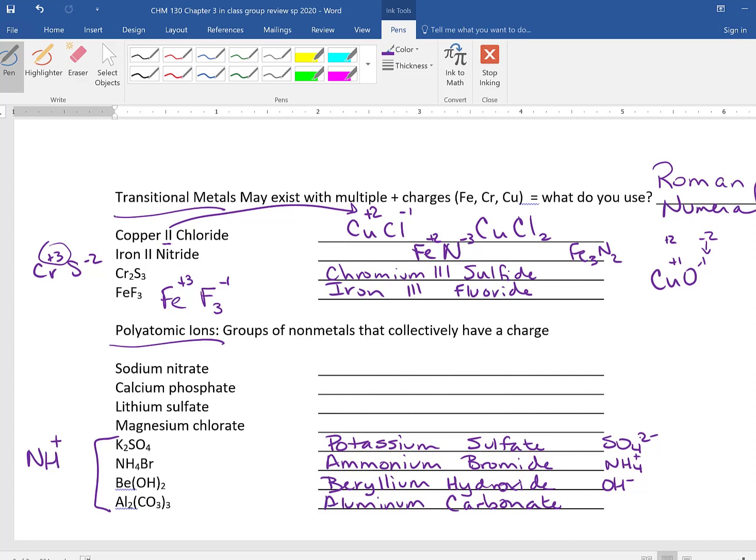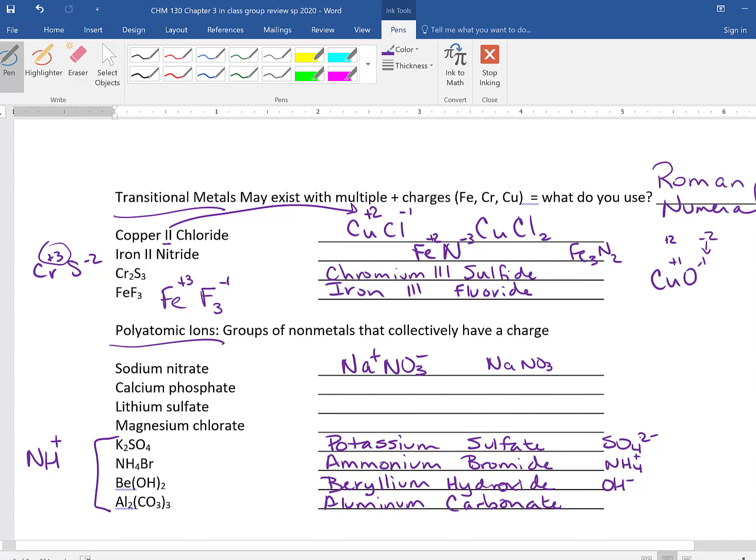Okay, so let's do these last 4. For the last ones, you've got to write the formula for each, assign them a charge, and then just swap to figure out the ratio. So sodium is Na. The nitrate is NO3, and it has a negative charge. So the nitrate's a -1, and the sodium is +1. That's it, right? +1 and -1, you swap them, they're still ones, nothing changes. So it would just be NaNO3.